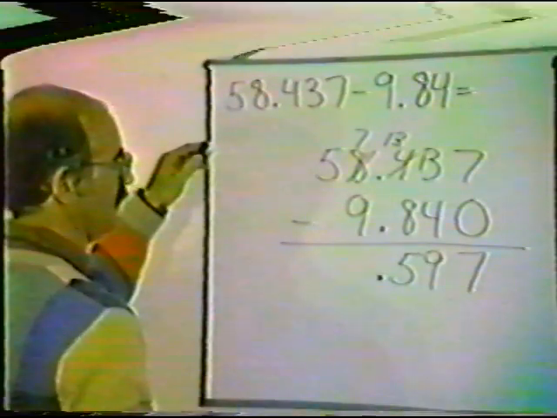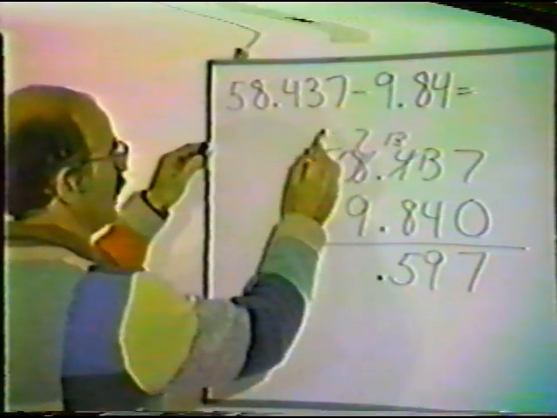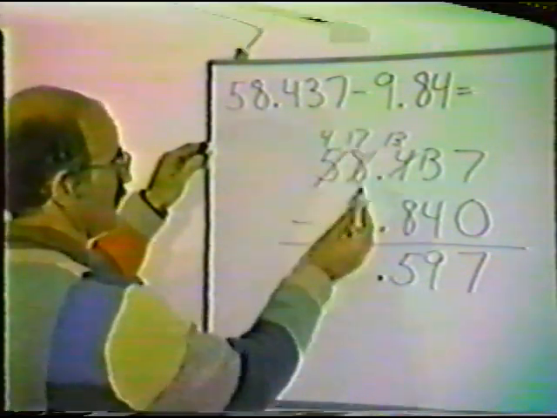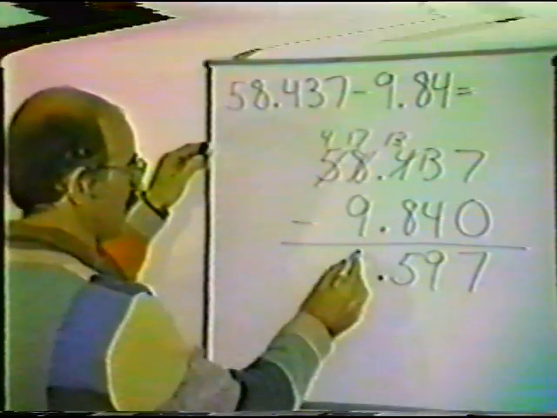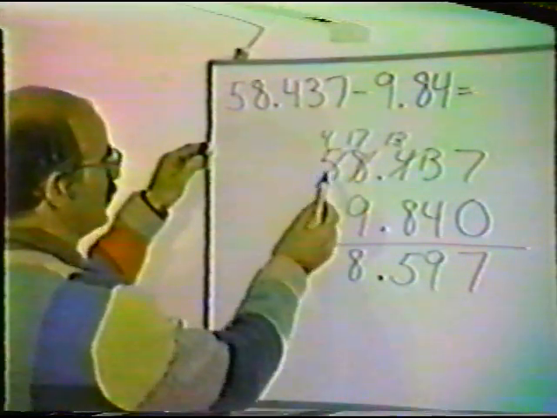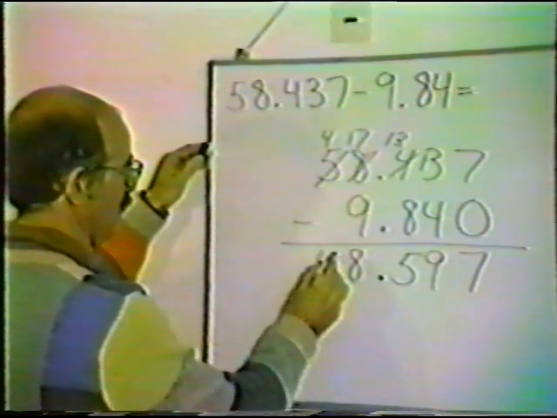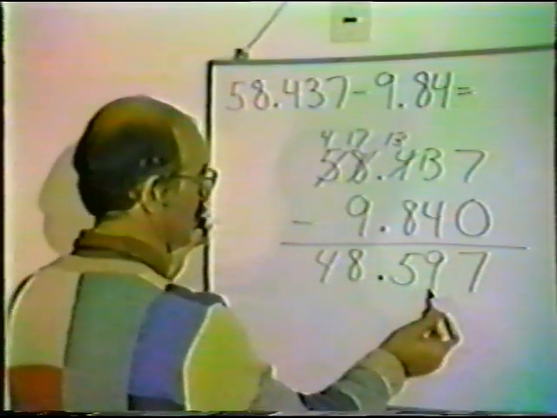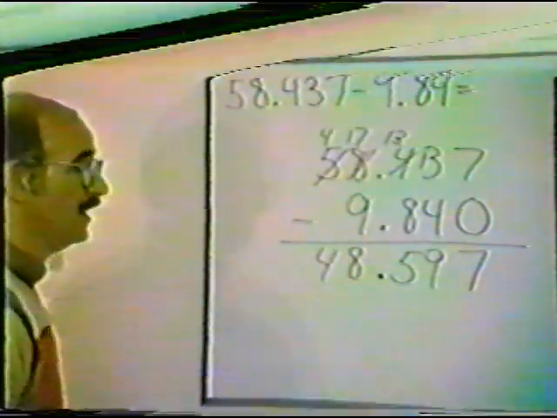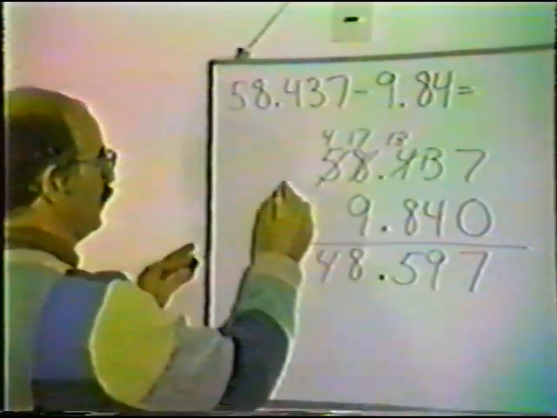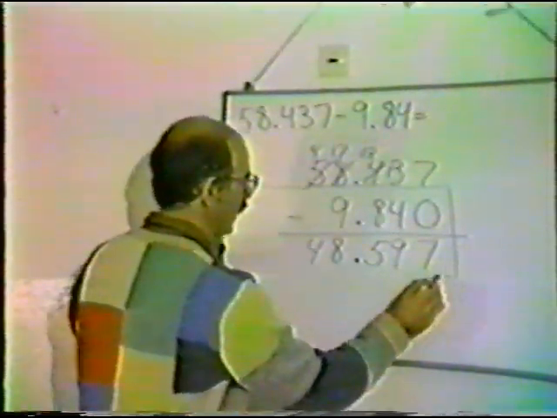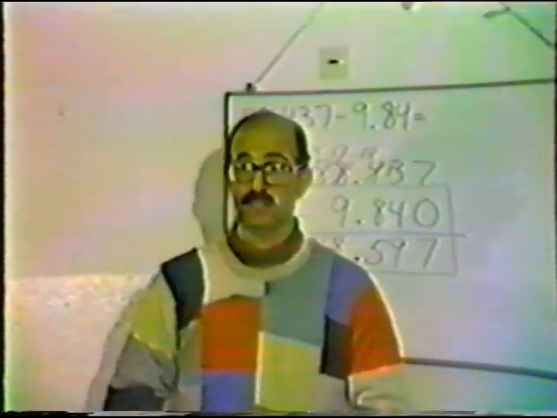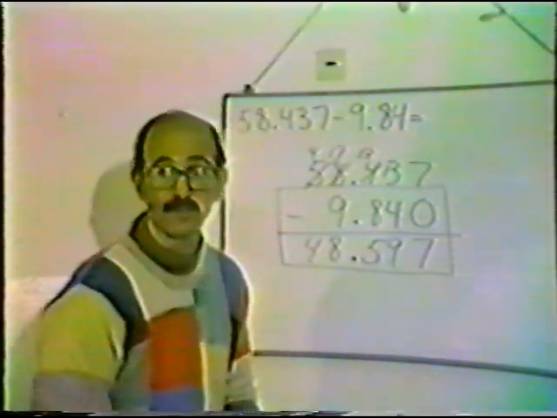7 take away 9. Can't do. The 5 becomes a 4, so that the 7 can become 17. 17 take away 9 is 8. 4 take away 0 is 4. And our answer is 48 and 597 thousandths. Yes. And if you wish, you can draw your box and do the check, and I think you'll find out that we did get it right. So I won't bother with the check, but we will do another one.